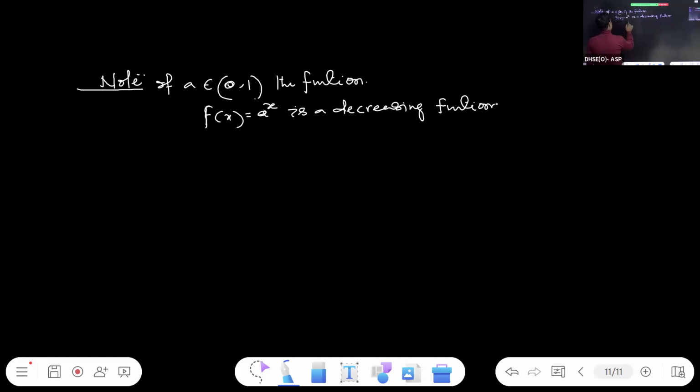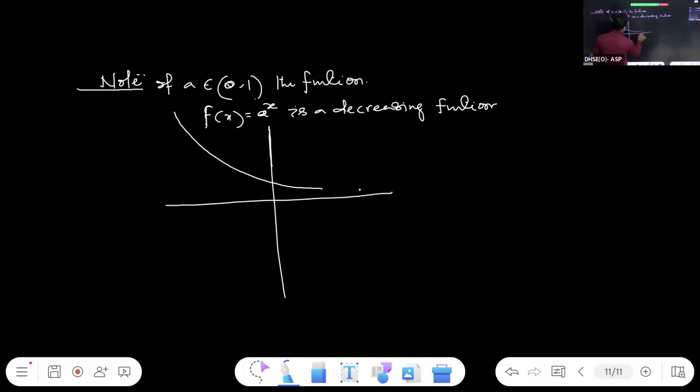Okay. The graph will be like this. This is the coordinate system. From the graph, it is clear that when x approaches negative infinity, f of x, or a raised to the power x, approaches infinity. We can write it like this: the limit as x tends to minus infinity of a raised to the power x is equal to infinity, and the limit as x tends to plus infinity of a raised to the power x approaches 0. Okay.